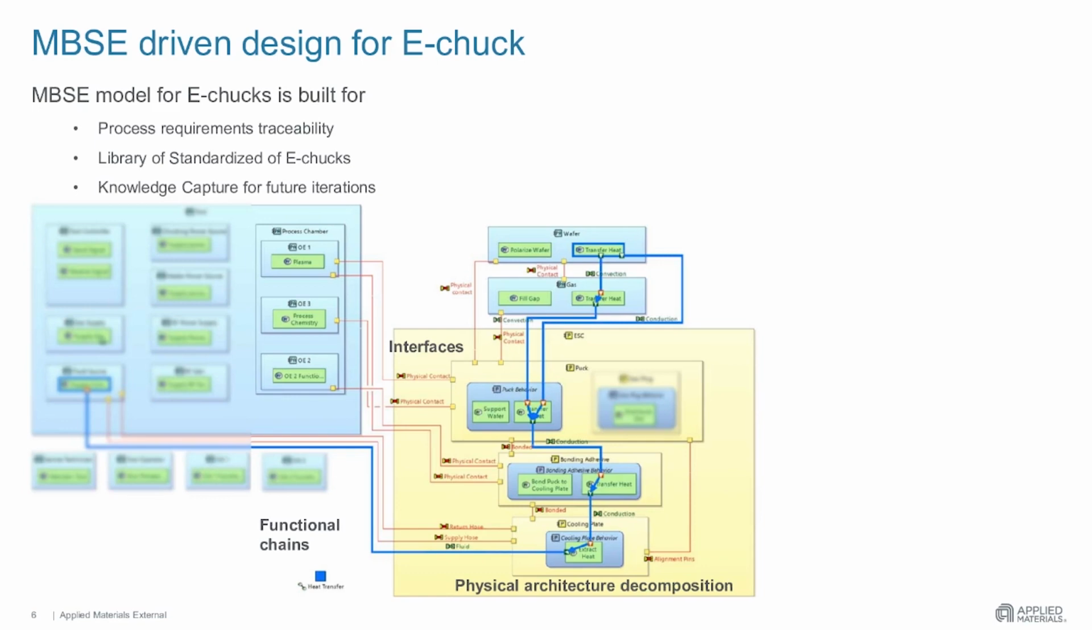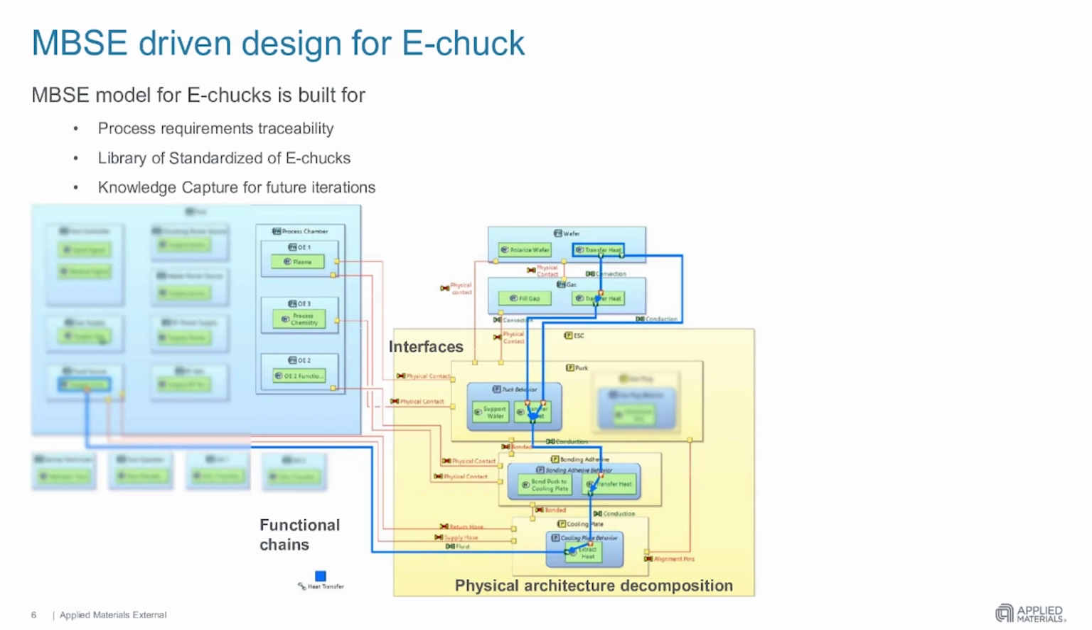And then we've also shown, in red, as you can see, the physical links, or the different types of physical interfaces that we see on the system. Some of the obvious ones within a system: we've shown the physical interfaces between the puck and the bonding adhesive and the cooling plate.